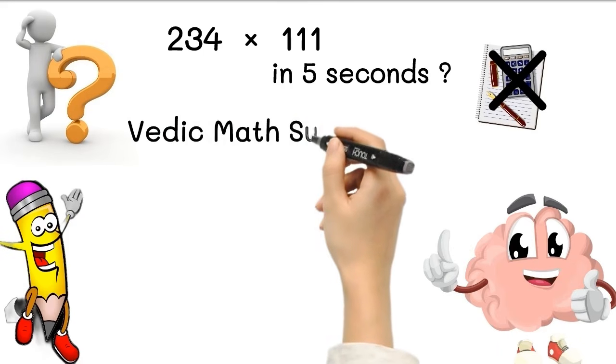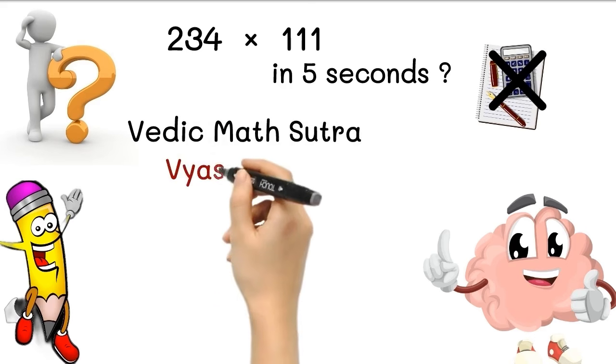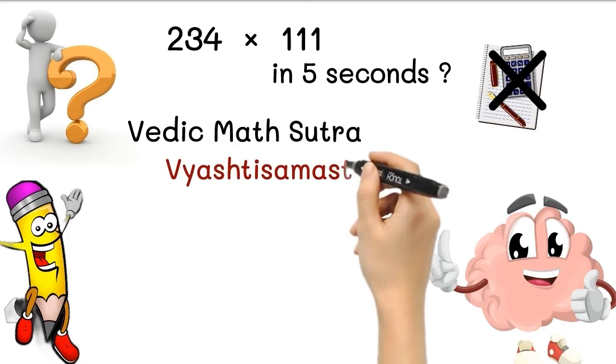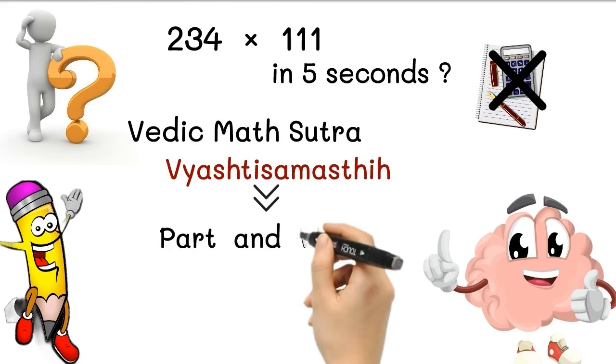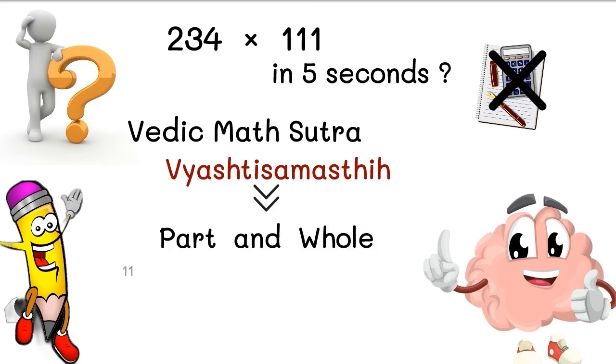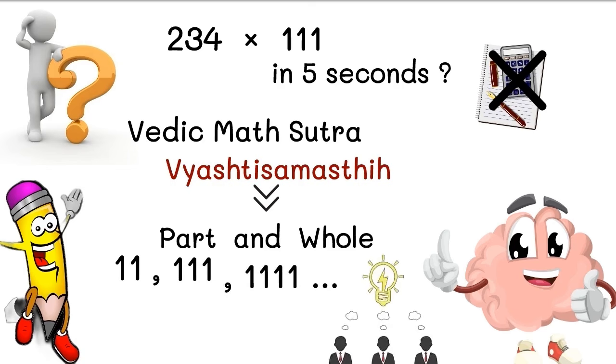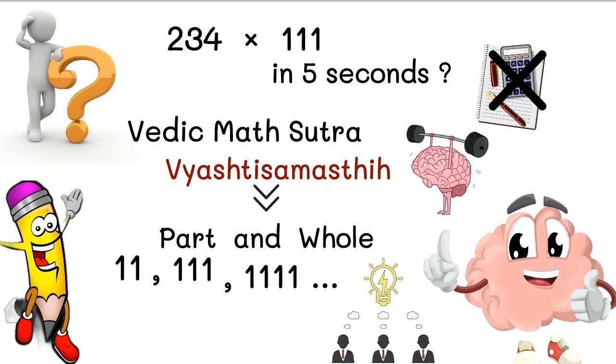In this video, I'll teach you a mind-blowing shortcut using the ancient sutra Vyashtisamasthih, which means part and whole, helping you multiply large numbers in seconds. We'll start with simple tricks for 11, then move on to 111, 1111, and beyond. By the end, you'll be multiplying numbers like a genius, and I have a fun challenge for you at the end to test your skills. Ready to learn the fastest multiplication hack ever?